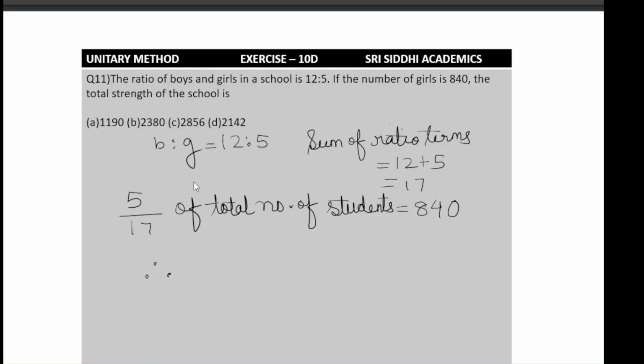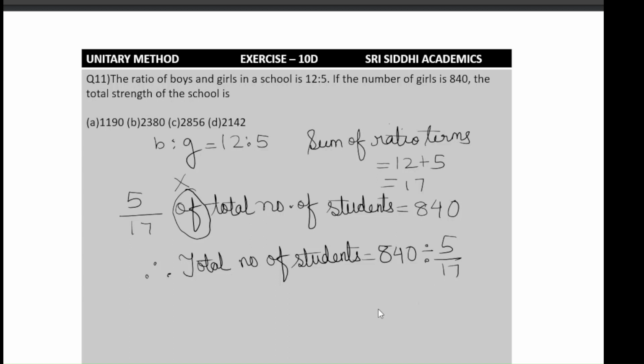Now to find the total number of students, what will I do? See here, if there is an off statement, remember off has significance in maths. Off means multiplication. Keep this in your mind. So if I am trying to find total number of students, I have to transpose 5 by 17 to the other side, right? So if I transpose 5 by 17 to the other side, what it will become? It will get divided. 840 divided by 5 by 17. So 840, it will become a reciprocal, multiplied by 17 by 5.